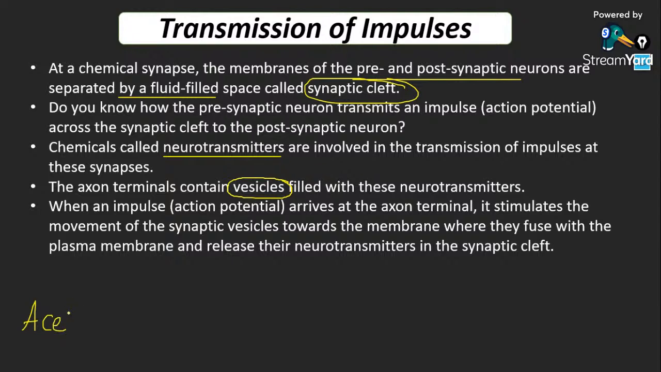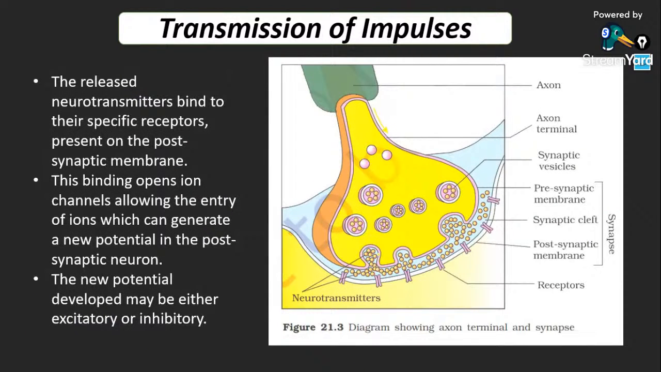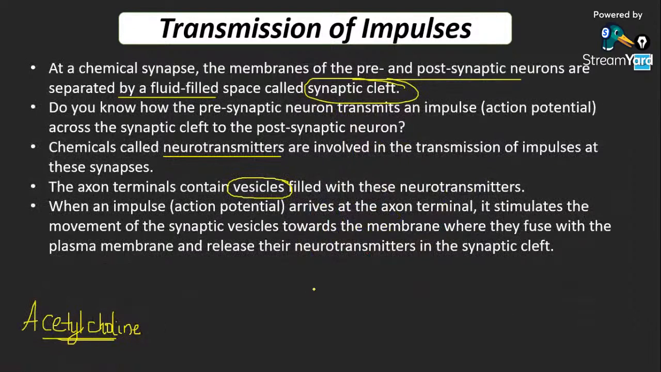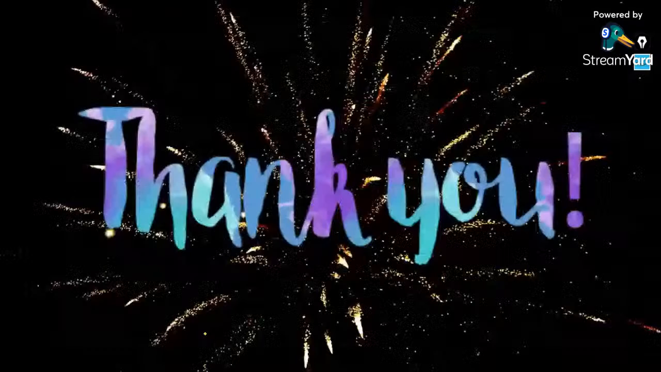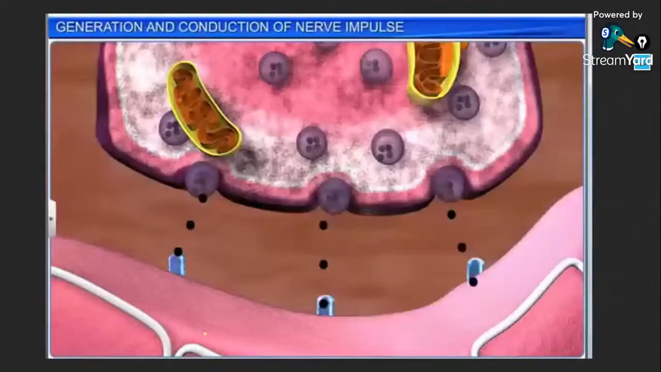In the last class, I gave you a brief idea about the same. Acetylcholine is a neurotransmitter. I've shown you the image also. So this is where neurotransmitters are present, at the vesicle. Clear, everybody? The released neurotransmitter binds to specific receptors present on the postsynaptic membrane, which allow the entry of ions and will generate a new potential, which can be excitatory or inhibitory as well. Clear? Before we end, I will show you the rest of this video as well.